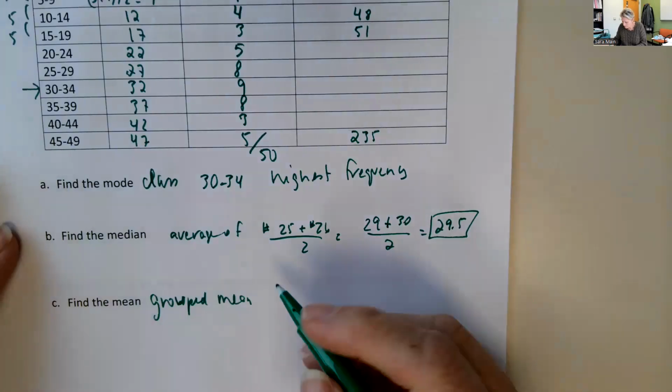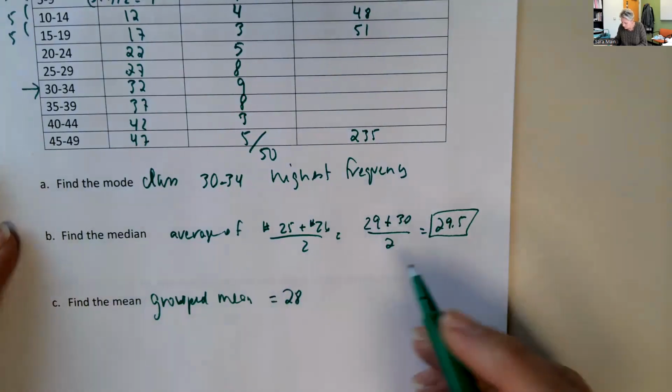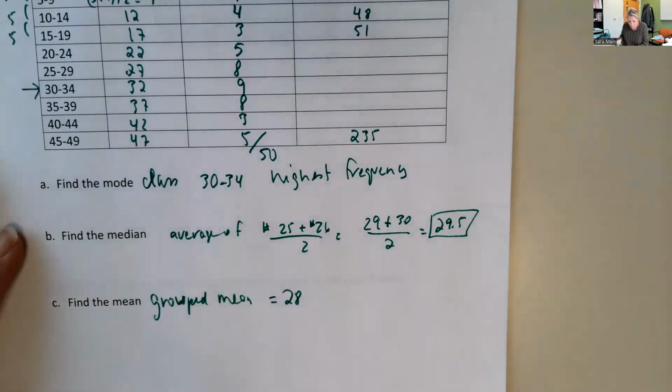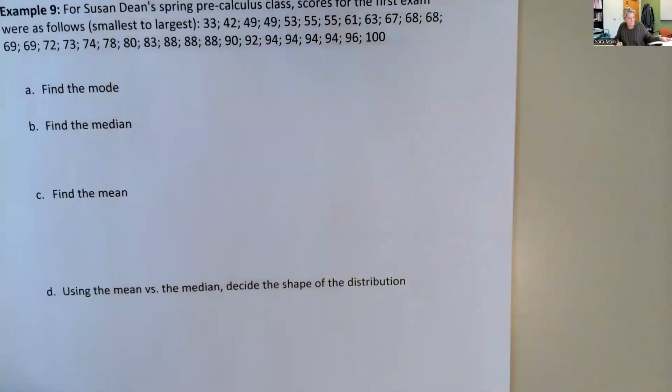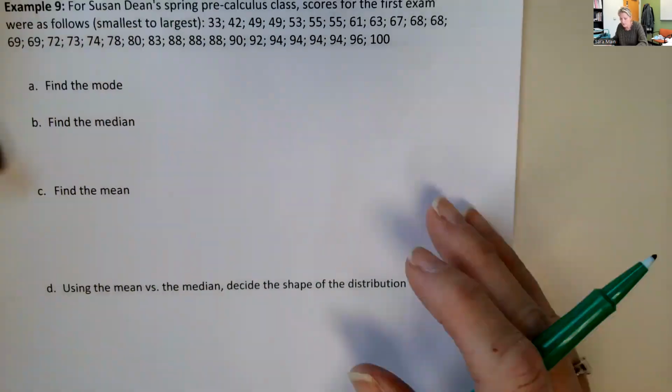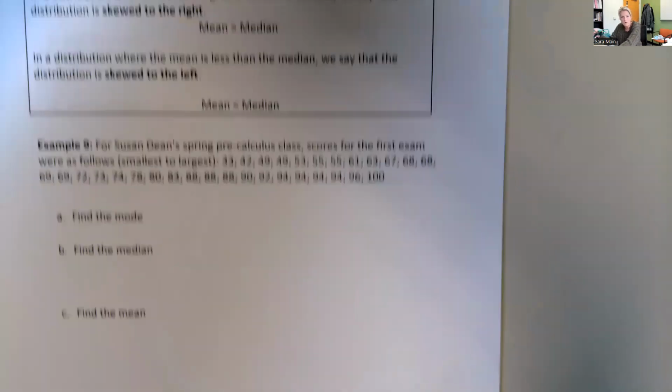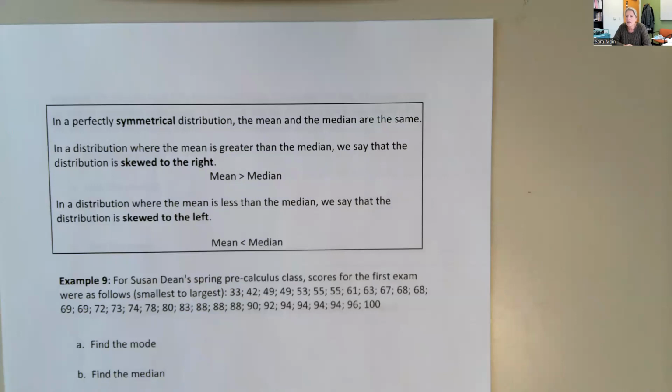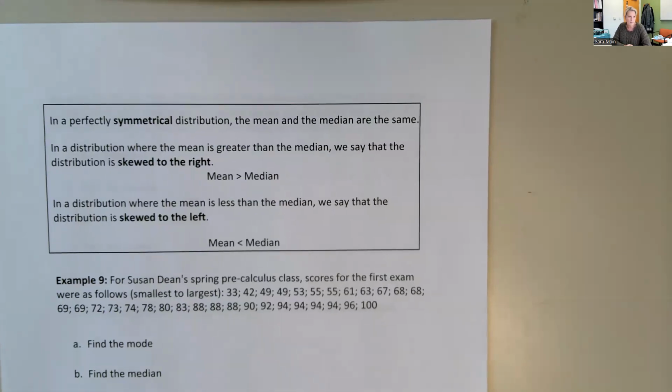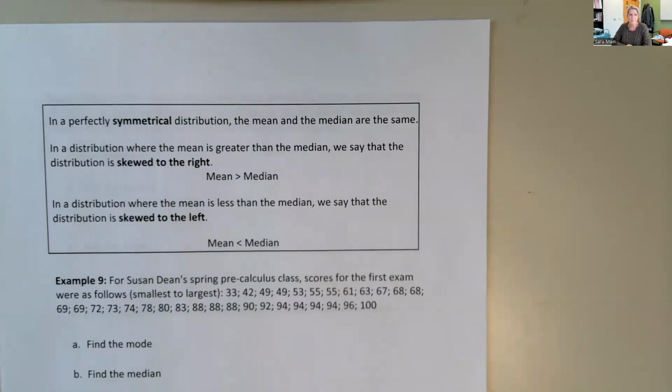So our grouped mean is 28. So they're very close together. So we might want to know, what is the best way to decide what is our best measure of center? How do I know if the median is the best one I should choose or the mean?